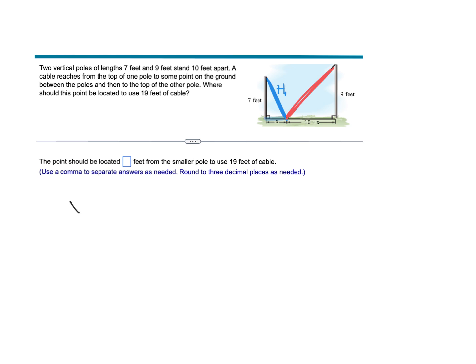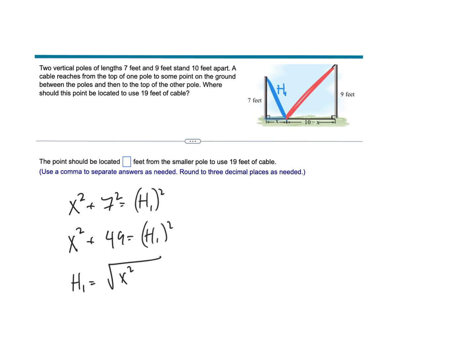So what do I get? I get x squared plus 7 squared equals h1 squared. We'll call it something else in a minute, but we'll leave it for that. We'll give it a name in terms of x. So this is going to be x squared plus 49 equals hypotenuse 1 squared. So our hypotenuse 1 is, we can take the square root of both sides, the square root of x squared plus 49. Now I'm just going to pretend I never called it h1, and I'm just going to label this side the square root of x squared plus 49. So that's what this blue distance is.